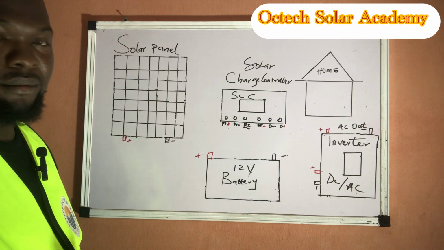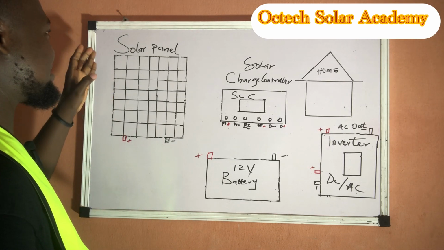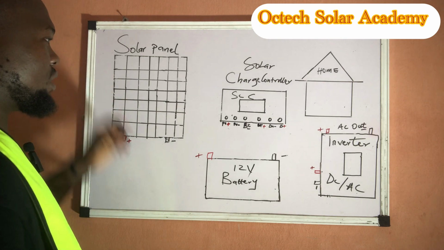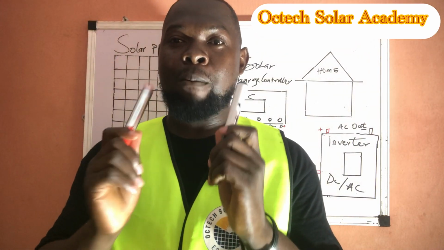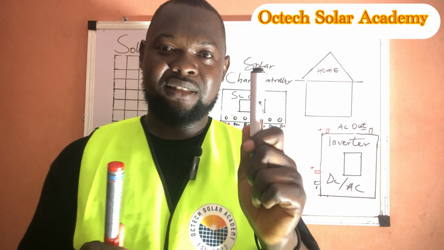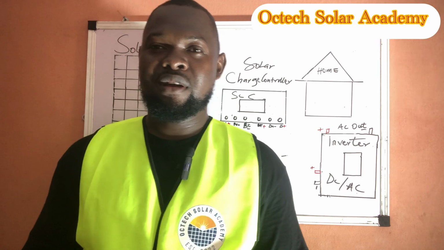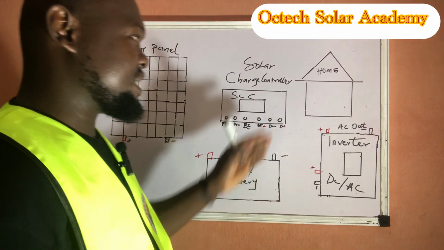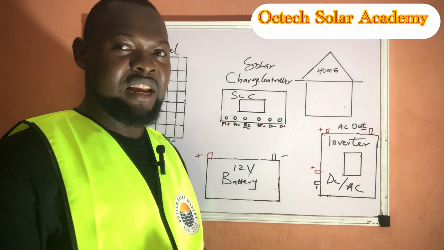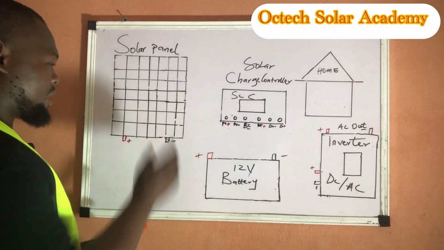Like we earlier said in our previous video, this solar panel converts sun energy into electric energy. So it generates energy from the sun. Now we have our marker, we have the black, which will be representing the negative, and this red will be representing the positive. So we want to load this house now by connecting our solar components together to generate electricity to this house. That is what we want to achieve. So this is our solar panel.